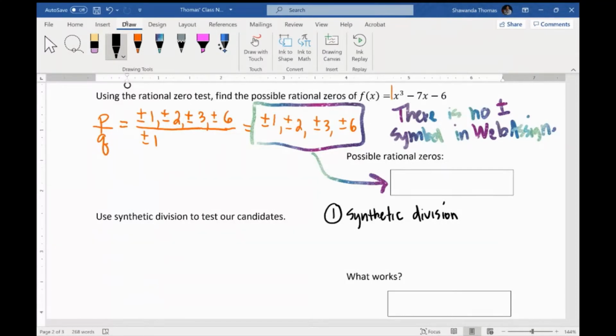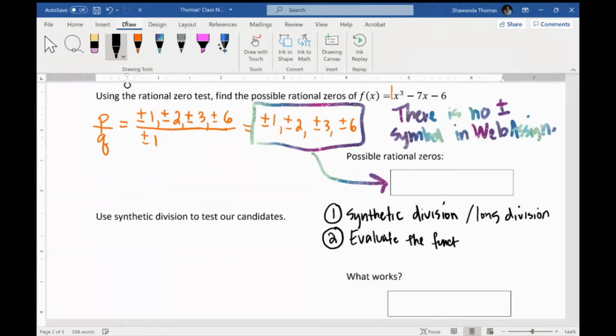Anybody know of another way we could test to see if something is a zero or not? Maybe long division. Could you substitute it in? Okay, I'm going to put long division over here then. Oh, substitute it in. Exactly. What do we call that? When we substitute it in, we use this word. Don't say it, Nakira. It starts with an E. Evaluate. All right, we can evaluate the function.